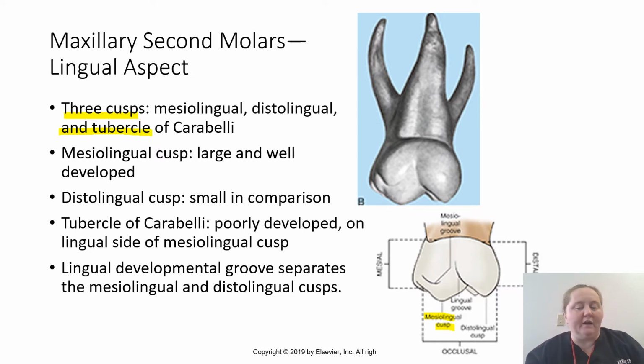Again, mesial lingual cusp, so it keeps it simple and easy, right? If you're asked where the cusp of Carabelli is, that's the permanent first molar mesial lingual cusp. If you're asked where the tubercle of Carabelli is, that's the deciduous maxillary second molar, again on the mesial lingual cusp, okay? The lingual developmental groove separates the mesial lingual and distal lingual cusp, and that is right here, okay?